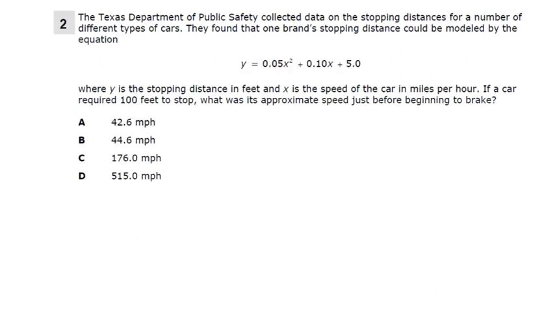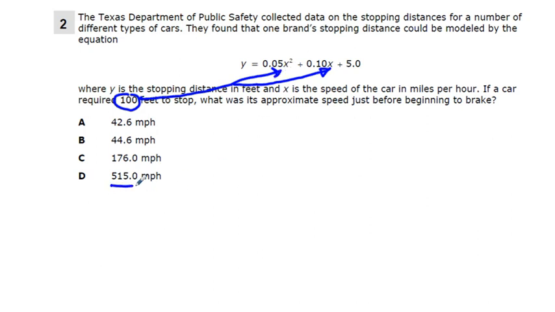So that's problem one. Problem two, the Texas Department of Public Safety collected data on stopping distance for a number of different types of cars. They found that one brand's stopping distance could be modeled by the equation y equals 0.05x squared plus 0.1x plus 5.0, where y is the stopping distance in feet. Now, if you're not careful, I know one student plugged in 100 for x, in both these places.